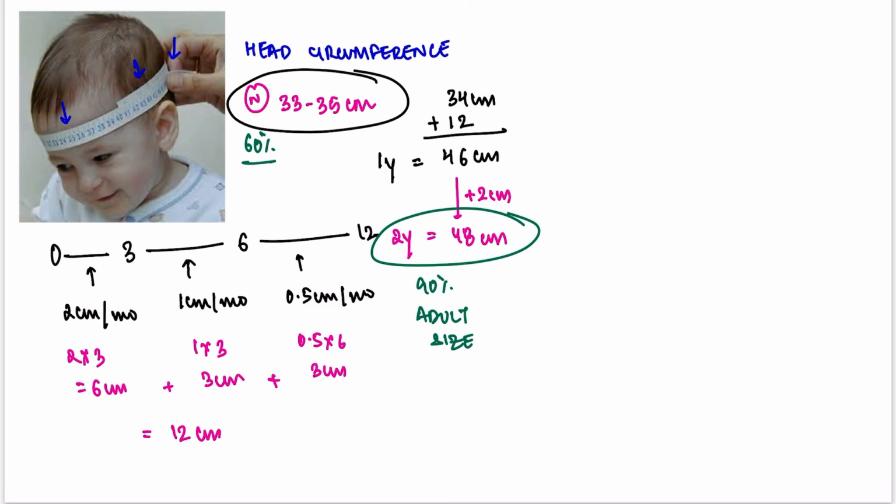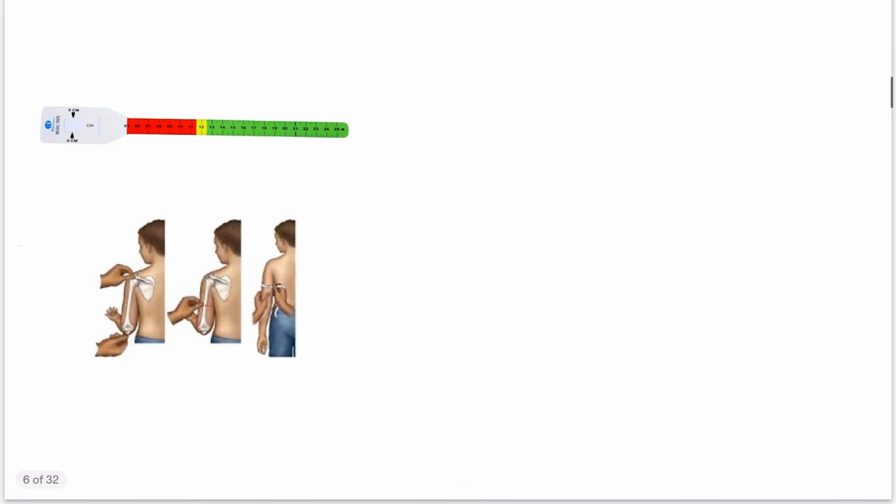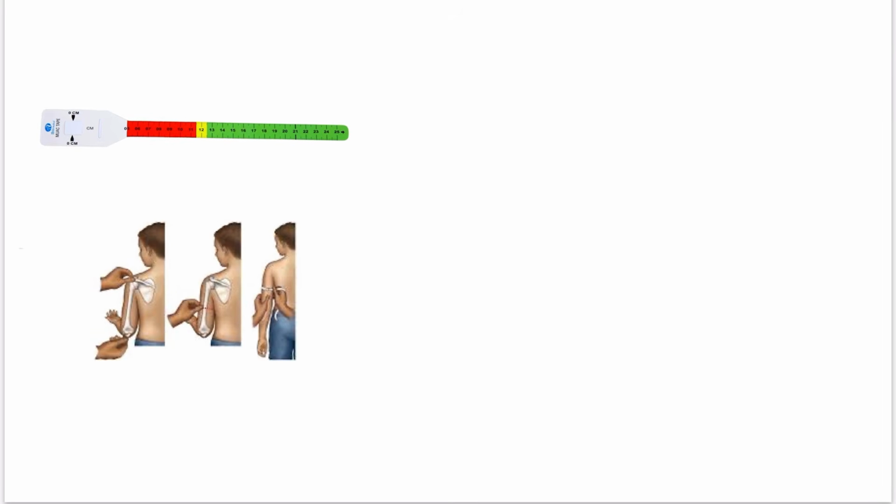So all of these were age dependent parameters. Now let's talk about one age independent parameter, that is MUAC. What's that MUAC? MUAC stands for mid upper arm circumference.